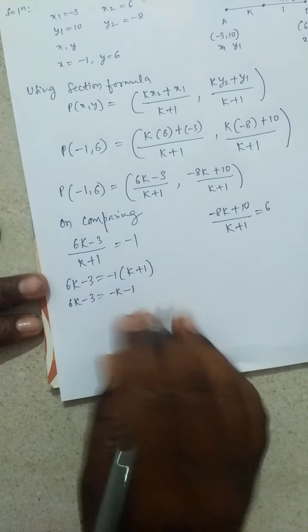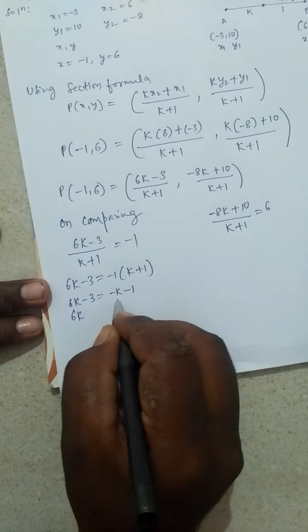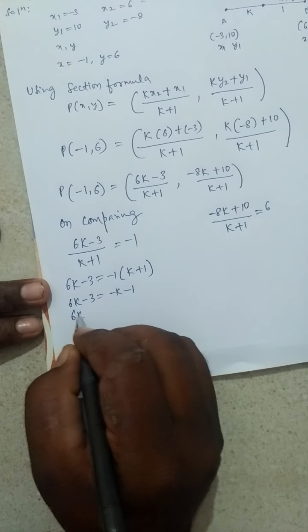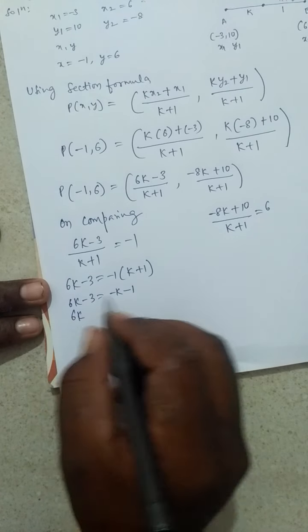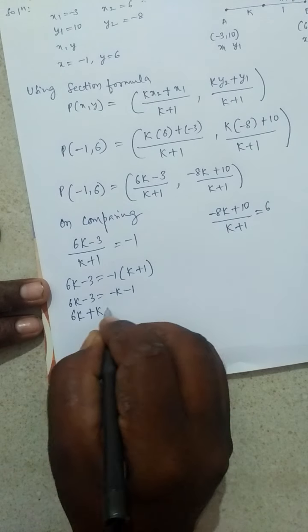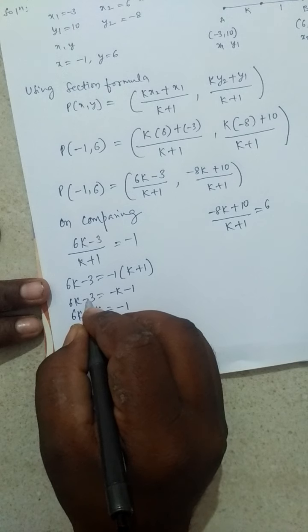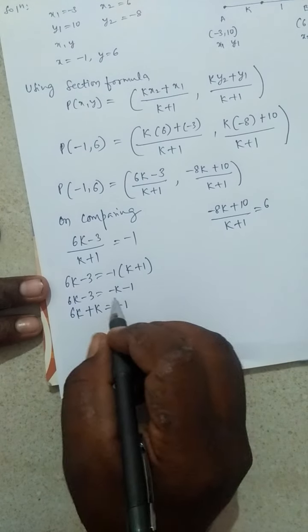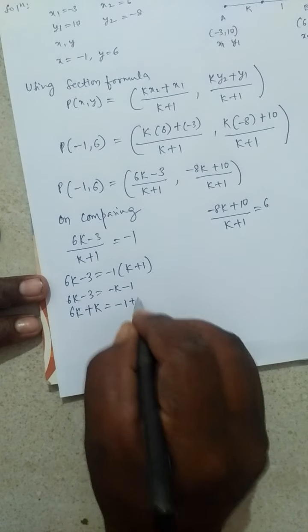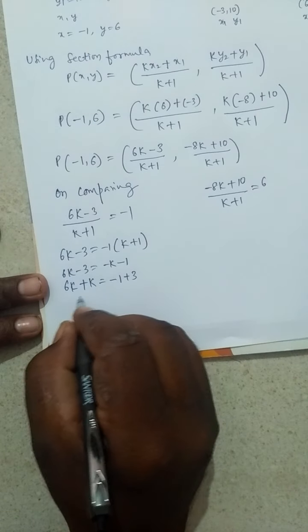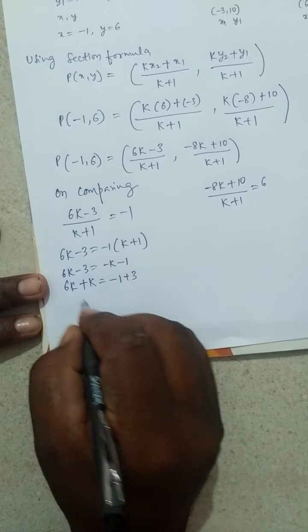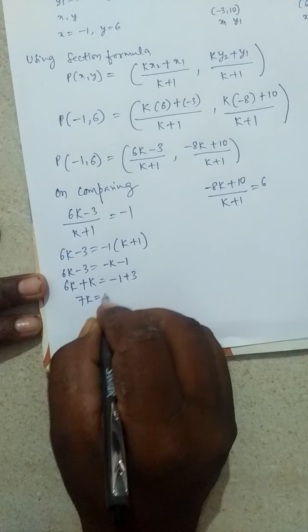Now 6k, this -k you have to bring to the LHS, transpose to the LHS from RHS. So it will become +k, that is equal to -1 as it is. Here -3 is in the LHS part. If you transpose to the RHS, it will become +3. So here 6k + k, that is 7k. 7k is equal to 2.